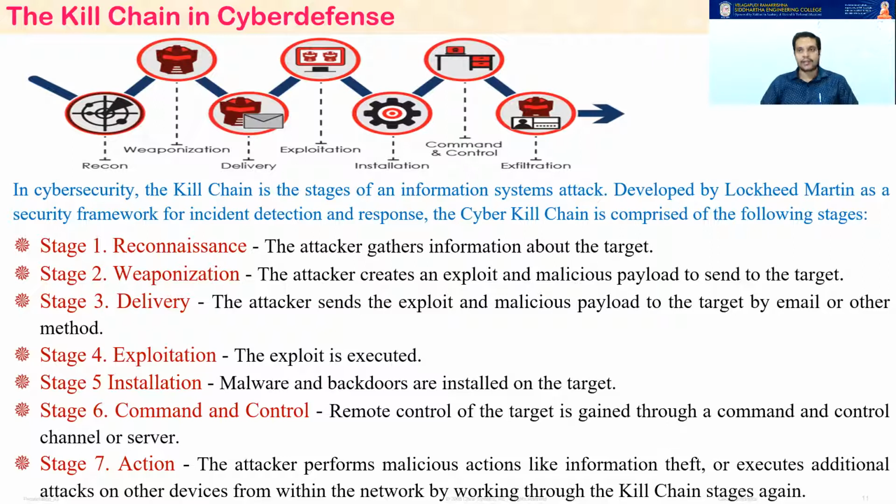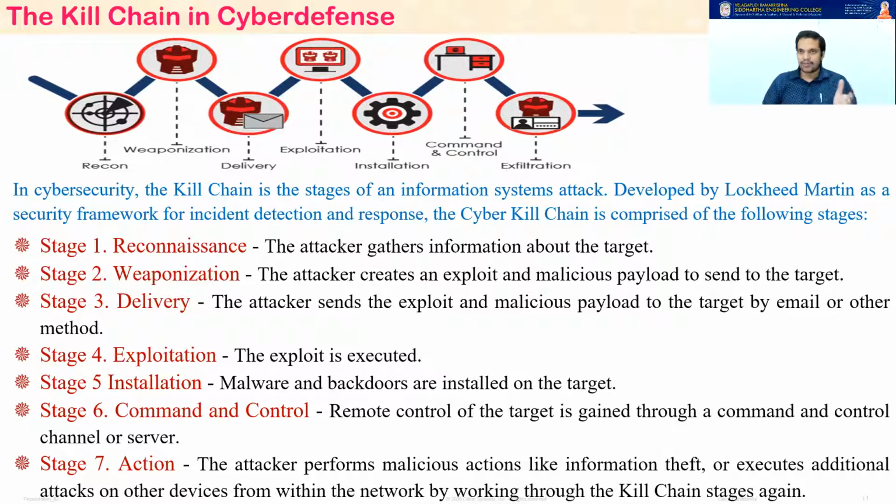And the final stage is called action. So in action, it is up to the attacker again. If he wants to steal information, if he wants to modify it, or if he wants to bring down the entire system, he can do whatsoever he wants. So these are the different stages in what we call a kill chain in cyber defense: reconnaissance, weaponization, delivery, exploitation, installation, command and control, or C2 as we call it, and action.